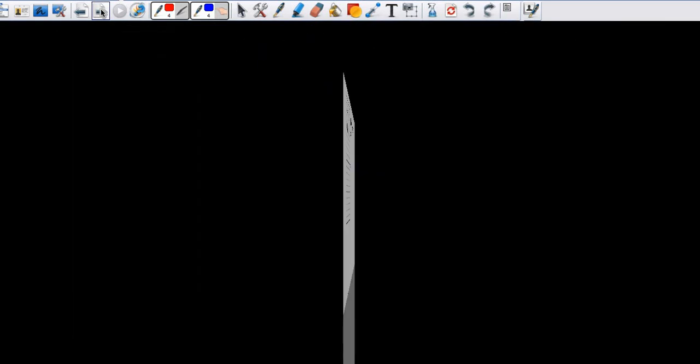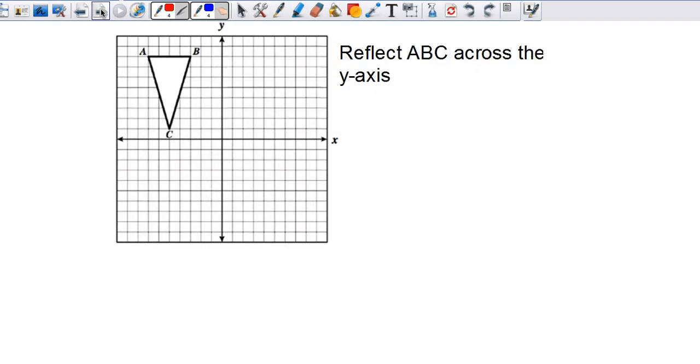All right, so let's reflect this across the y-axis. The first thing is, guys, you got to identify where the y-axis is. It's this vertical line here where x equals 0. So we're reflecting across that. Whenever we're reflecting across that, it's just easier to count. So how far is B away from that? Well, it's 3 spots away, right? So when I do B over here, it's got to be in the exact same spot on the other side. So that's our new B, right?